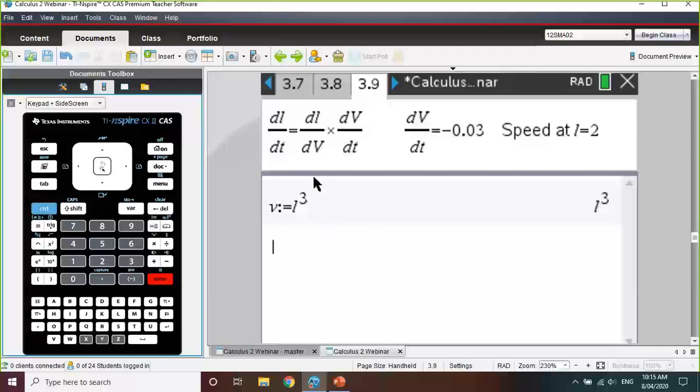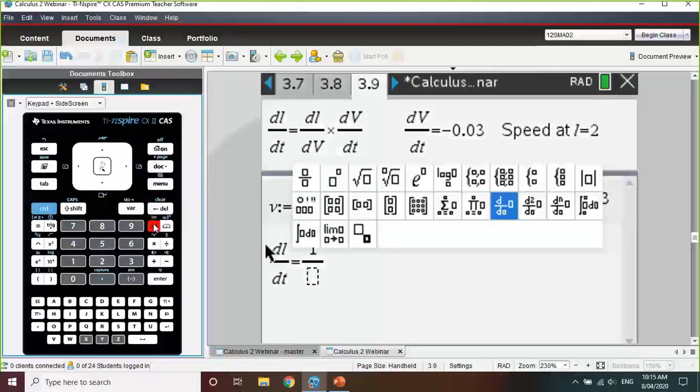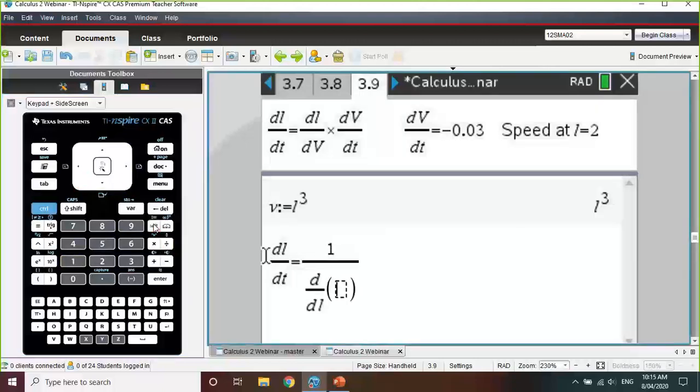And then we can go about finding dL/dt. So dL/dt is equal to... we want to find out what dL/dV is. We should remember from earlier on in the year that that's just going to be 1 over dV/dL. So we can find out what that is by differentiating V with respect to L, and then multiplying that by the given rate of negative 0.03.